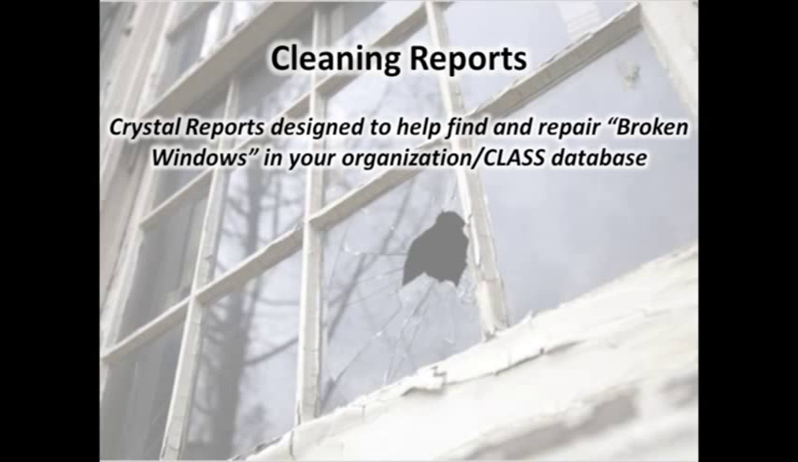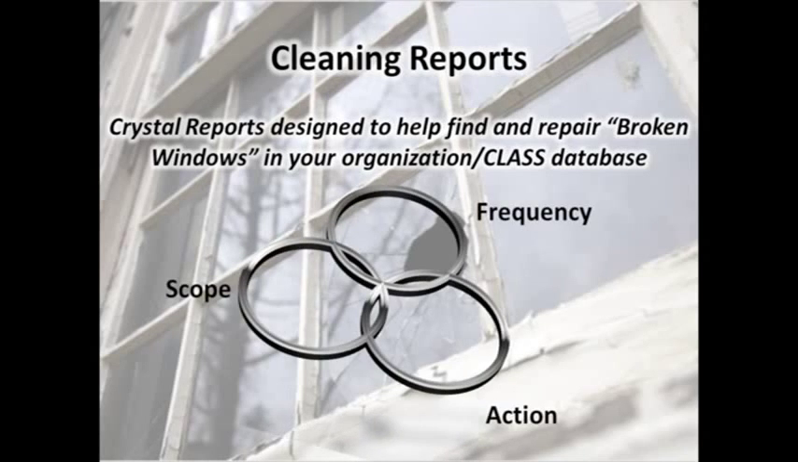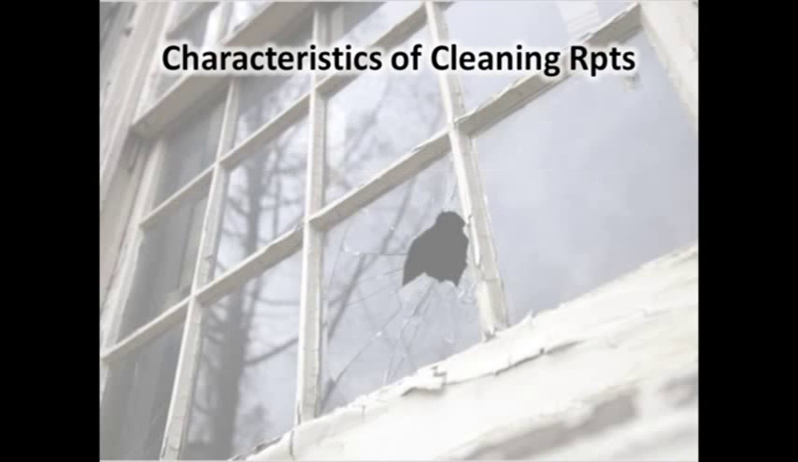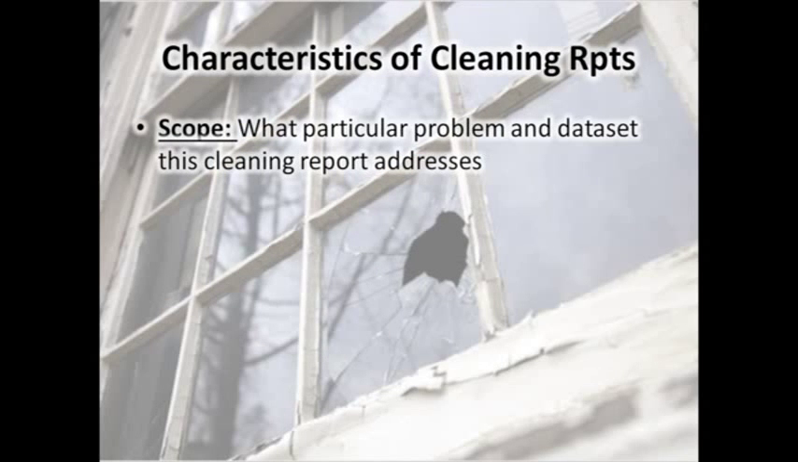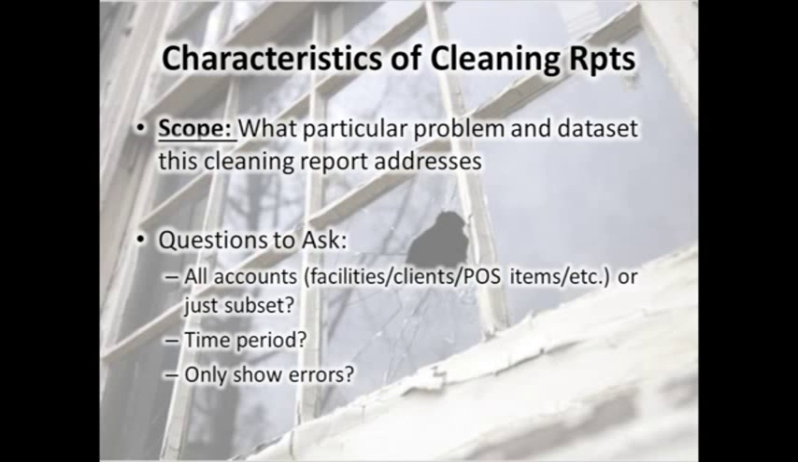For the cleaning reports that I'm going to talk about, they have three characteristics, or three primary components, and that's going to be scope, frequency, and action. Okay? Those are the three things that you need to think about when you're going to create a cleaning report. So, scope. The scope is what particular problem or subset of data this addresses. So what problem is it that you're trying to fix?